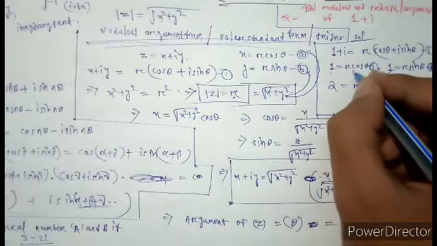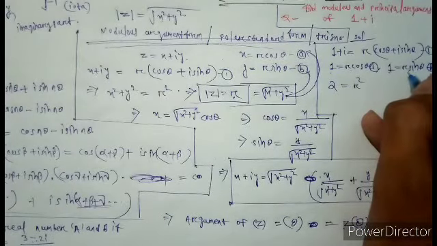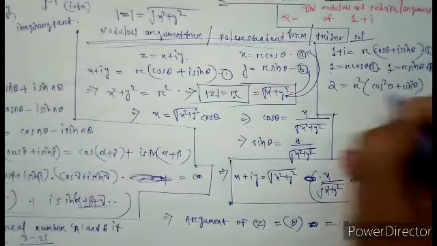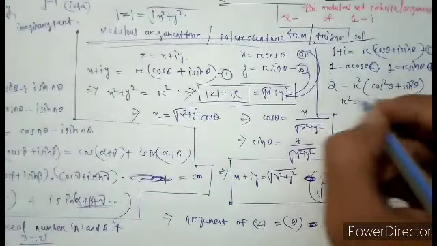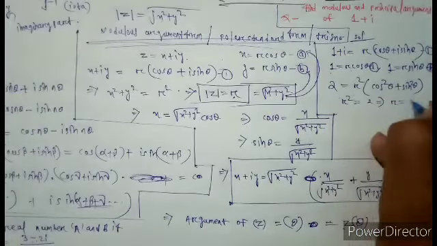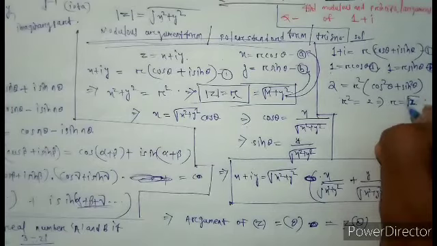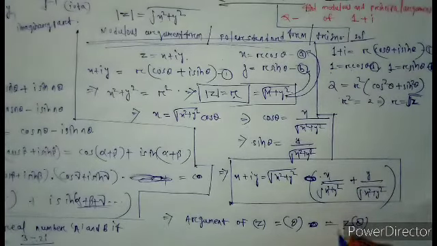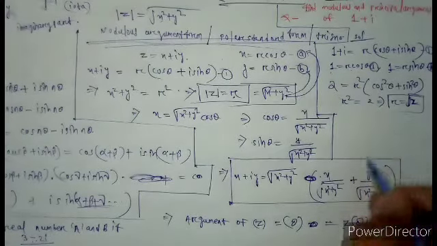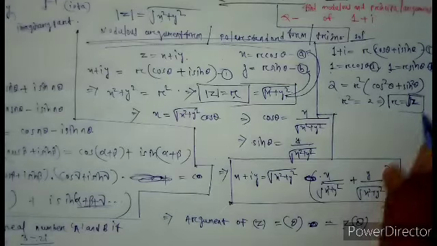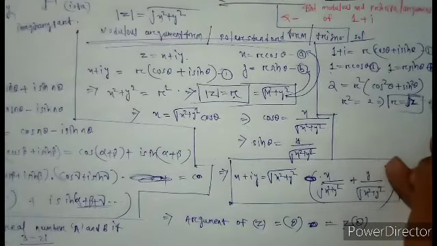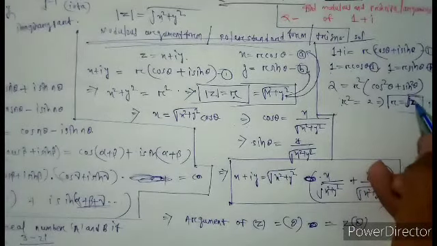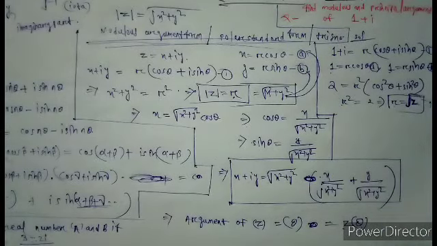On the other side, r square cos square theta plus r square sin square theta, taking r square common, we are left with cos square theta plus sin square theta. So here the value of r square is equal to 2, so this implies r is equal to root 2. This is the modulus. We know that the modulus is equal to the square root of x square plus y square. So the modulus is root 2.